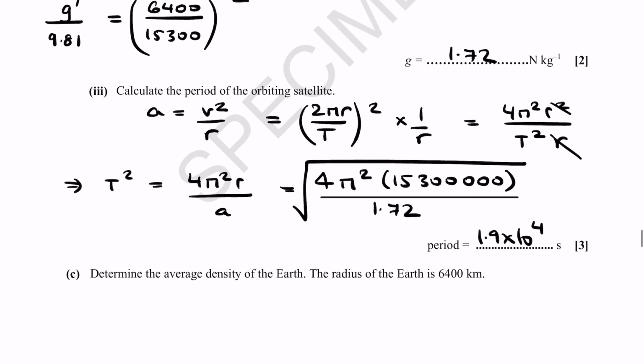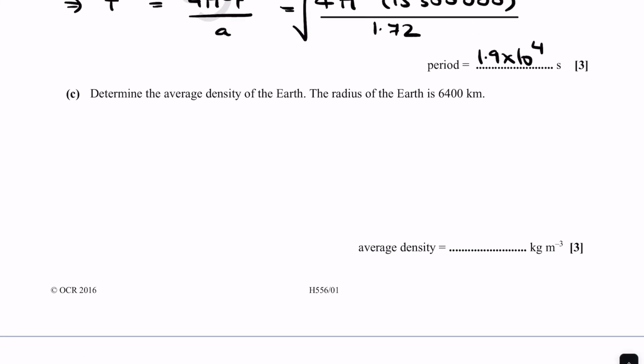Okay. Part C, determine the average density of the Earth. The radius is 6,400 kilometers. Again, because we don't know the mass of the Earth, I wish we were given it. It's something so easy to remember, but we have to use the long way, first of all, to calculate the mass.